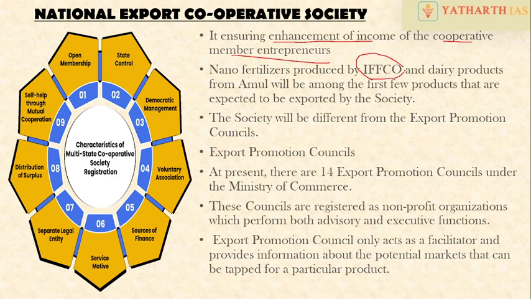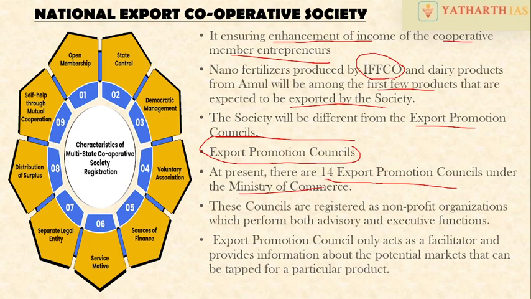Nanofertilizers produced by IFFCO and dairy products by Amul will be among the first few products expected to be exported by the society. So this society will be different from the export promotion councils. You should also know the export promotion councils since they have come up in this article. At present there are 14 export promotion councils under the Ministry of Commerce. So what are these councils? They are under the Ministry of Commerce and are registered as non-profit organizations performing advisory and executive functions. The Export Promotion Council only acts as a facilitator and provides information about the potential markets that can be tapped for a particular product.